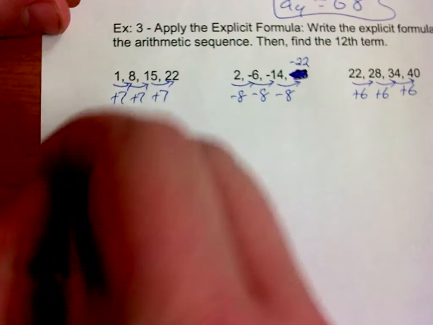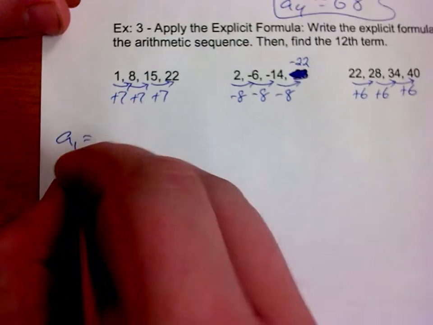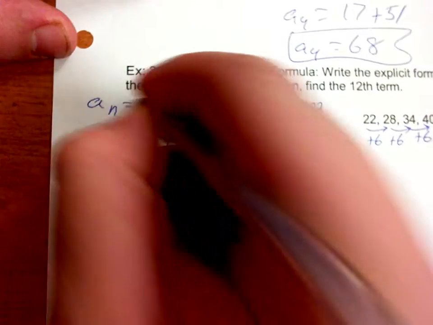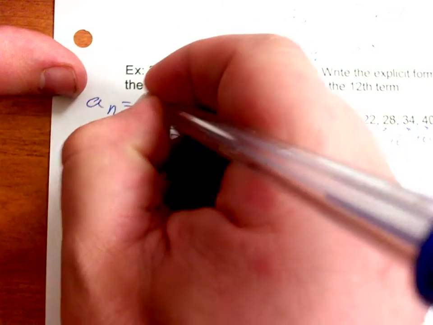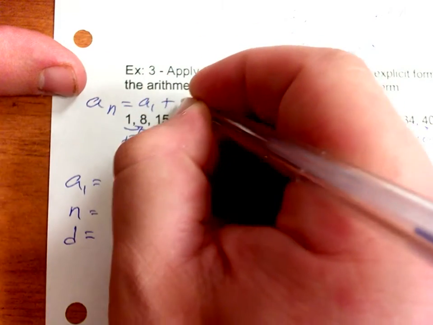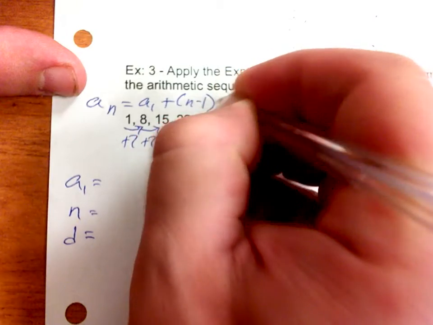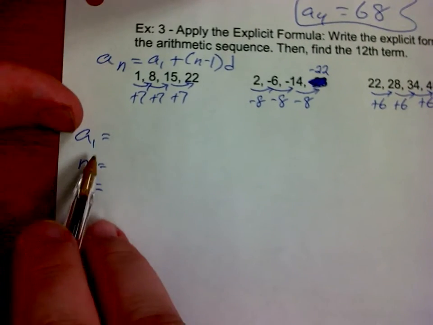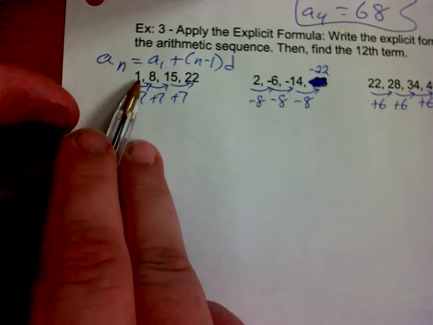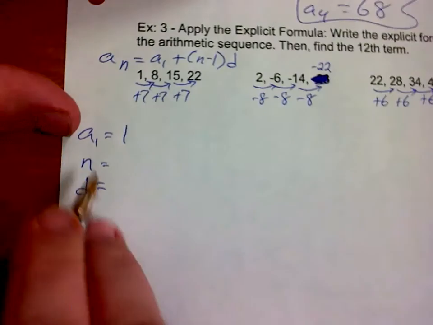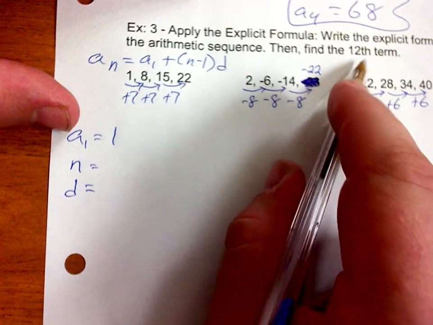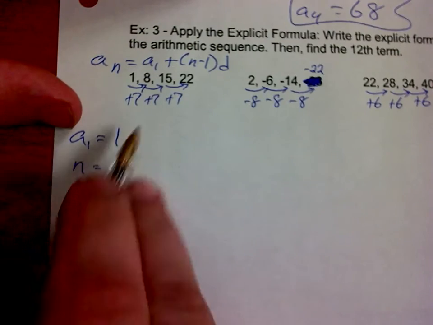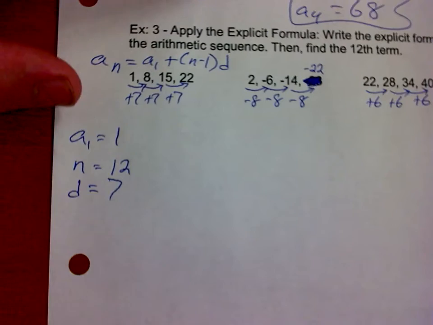Now for all 3 of these, we're going to be finding a sub 1, n, and d, because once we have those values, all we have to do is plug them into our explicit formula. A sub n is equal to a sub 1 plus n minus 1 times the common difference d. Okay. So let's see what we have here. A sub 1 is the first term in the sequence, which is 1 here. n is going to be the same for all 3 of these because they're asking for us to find the 12th term, 12. And d is the common difference, which here is 7.